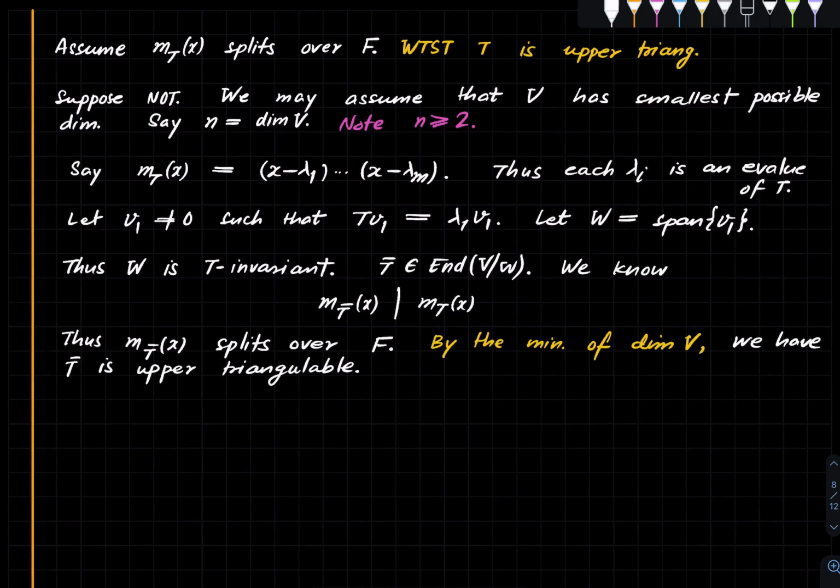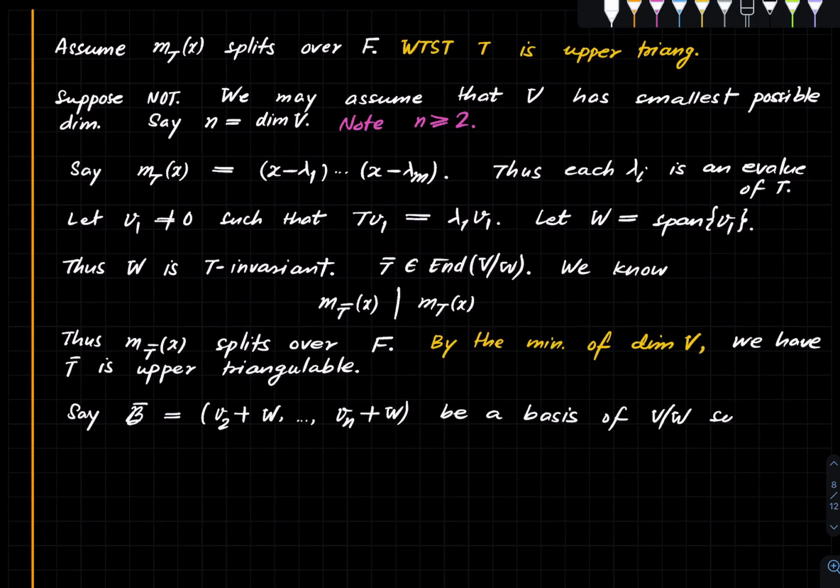So fine, and now let's say we have a basis, which we denote like this, B bar, would be a basis of V mod W such that the matrix representation of T bar with respect to B bar is upper triangular.